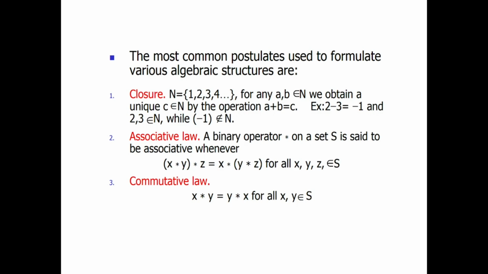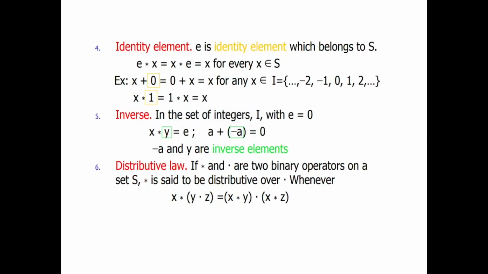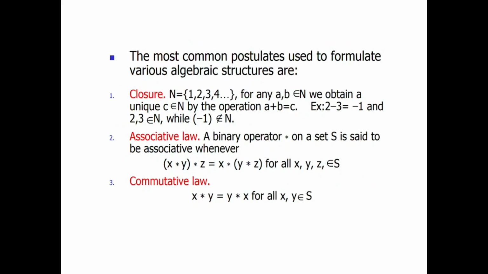Some basic definitions: the most common postulates used to formulate various algebraic structures are closure, associative law, commutative law, identity element, inverse, and distributive law. So first, closure. Consider a set N equal to 1, 2, 3, 4, the set of natural numbers. For any a, b which belongs to N, we obtain a unique c that also belongs to N by the operation a plus b equal to c.